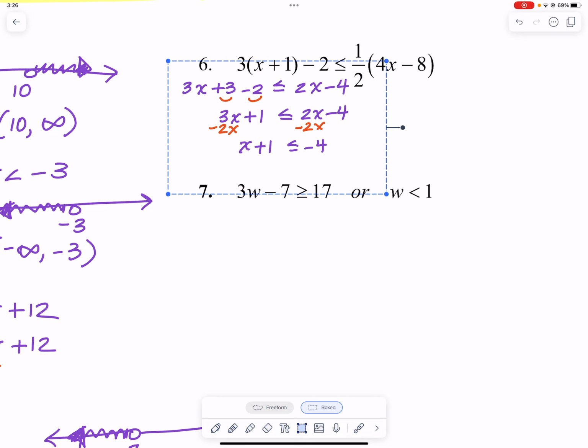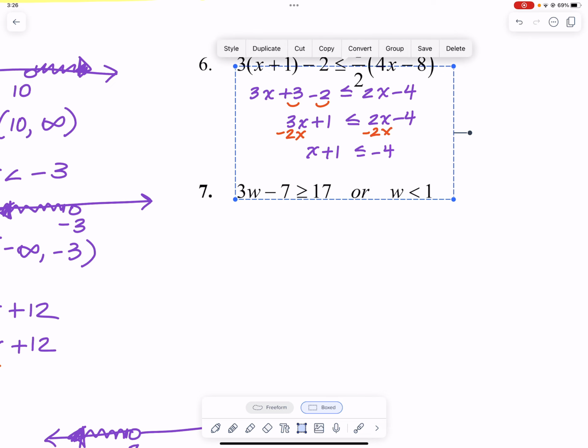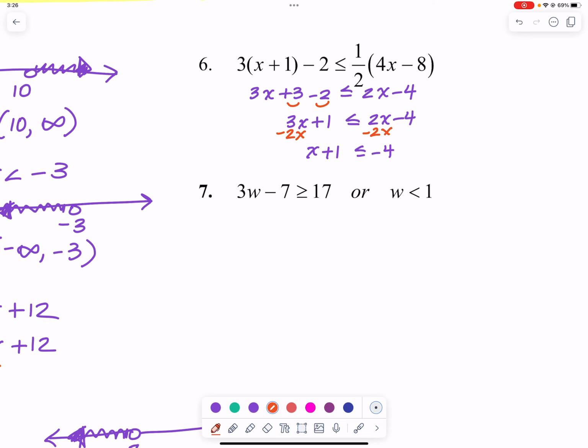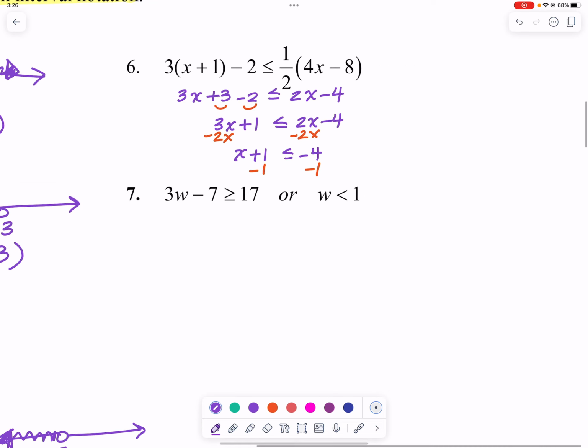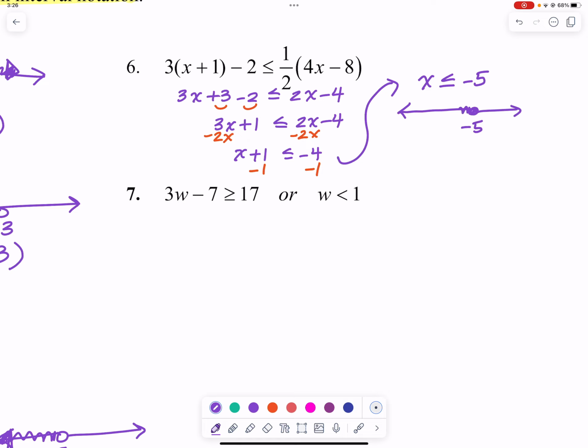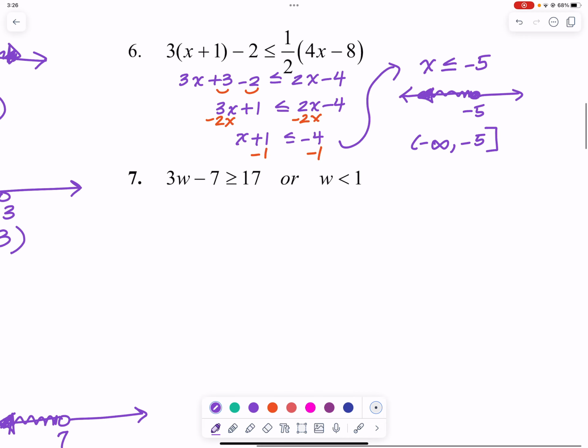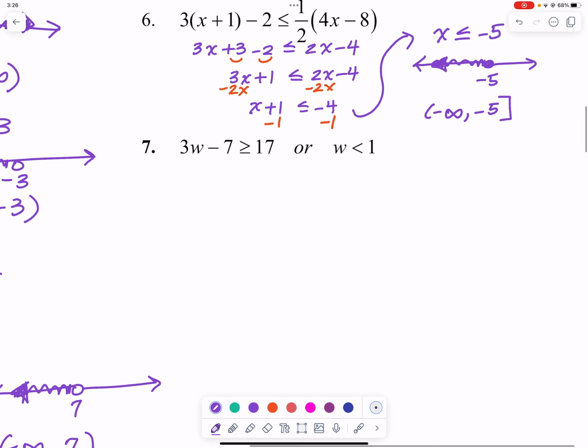Okay, now let's go ahead and subtract 1. And as you can see, we now have x is less than or equal to negative 5. And on our number line, we actually have negative 5 with a closed point, and we want everything less. So our solution set is negative infinity to negative 5, and we will include that point, negative 5.